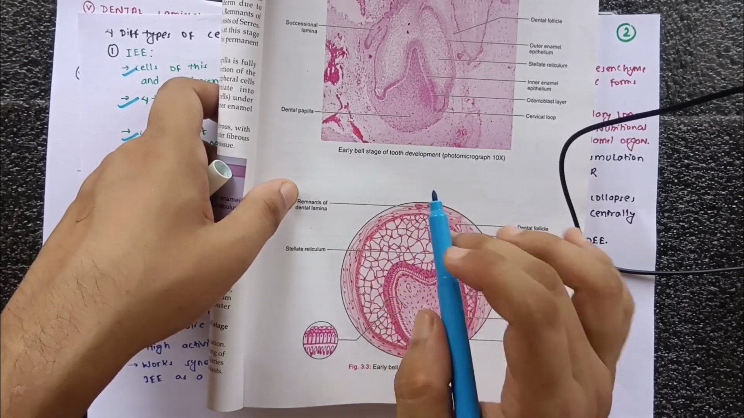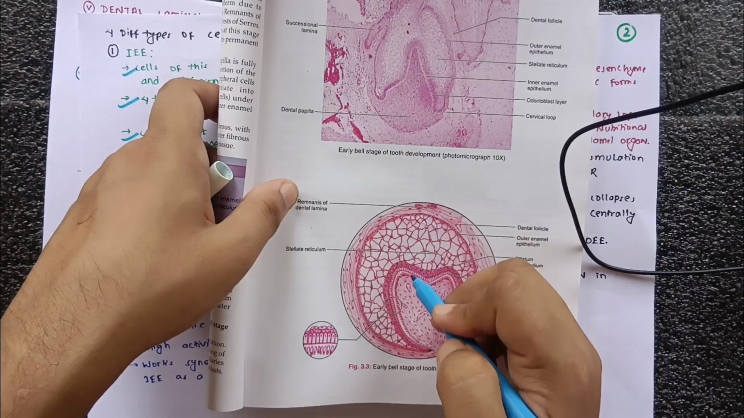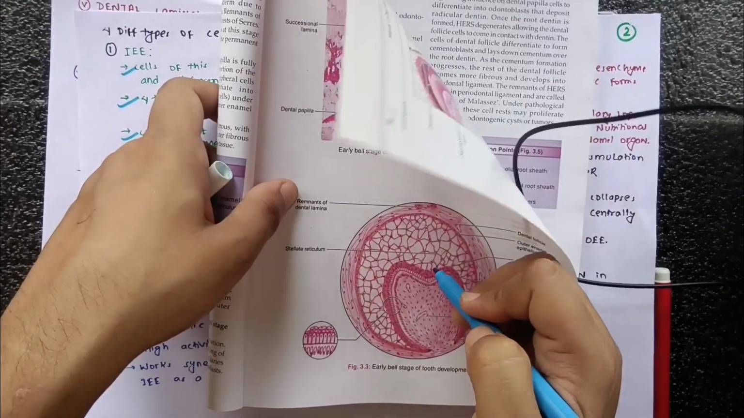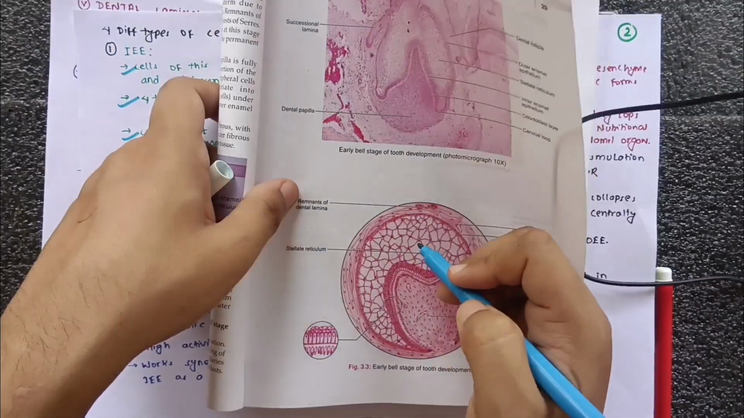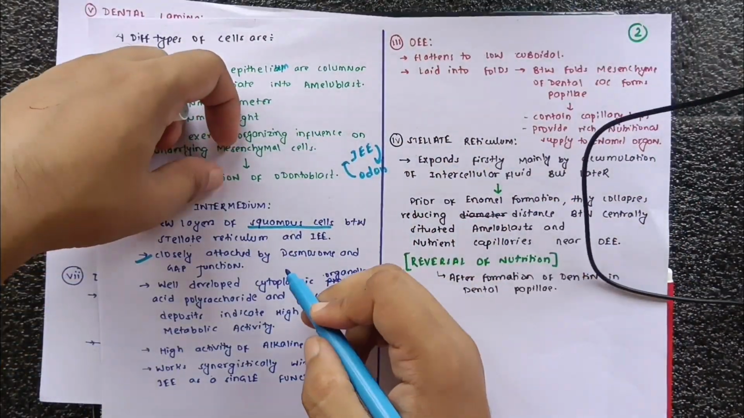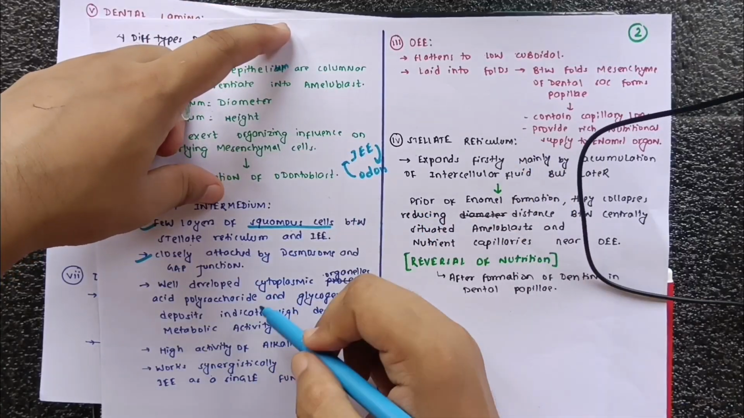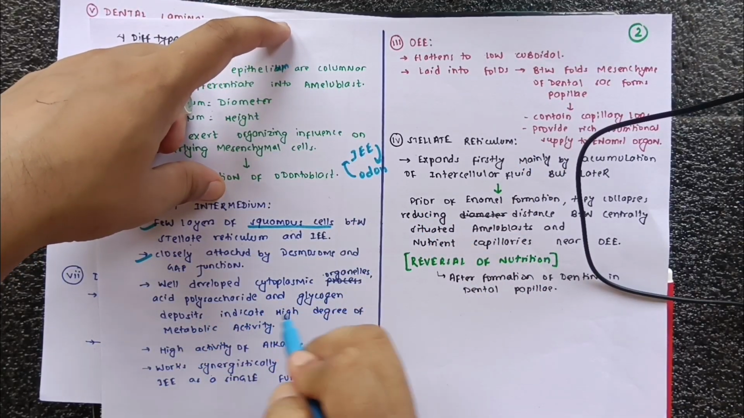I mean to say that the stratum intermedium is connected with the stellate reticulum and the inner enamel epithelium by different kinds of gap junctions. There are gap junctions and desmosomes present there. They are closely attached by the desmosome and the gap junction, and well developed cytoplasmic organelles are present there. Acid polysaccharides and glycogen are present there.